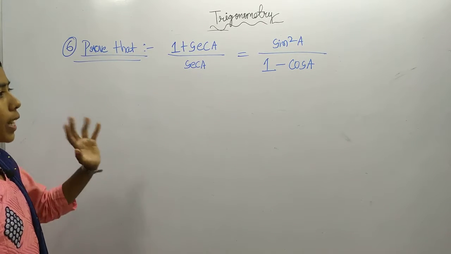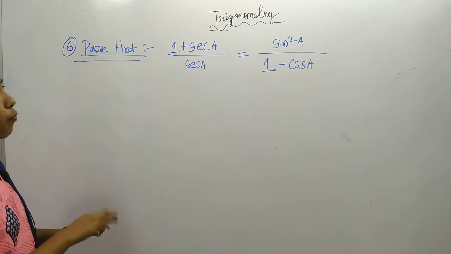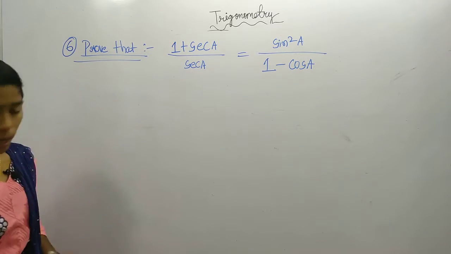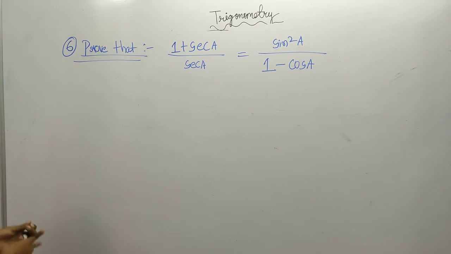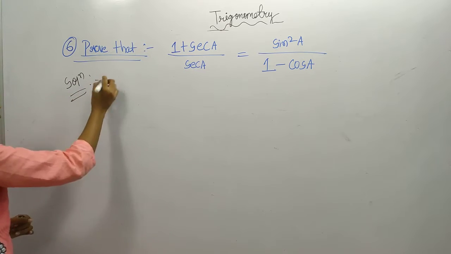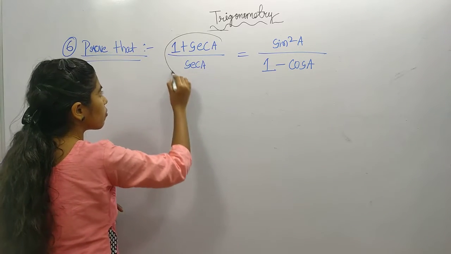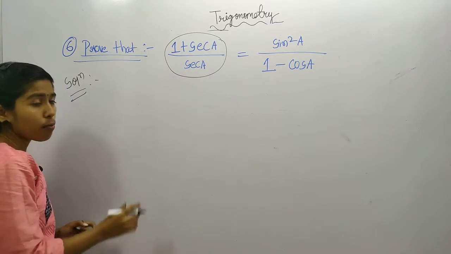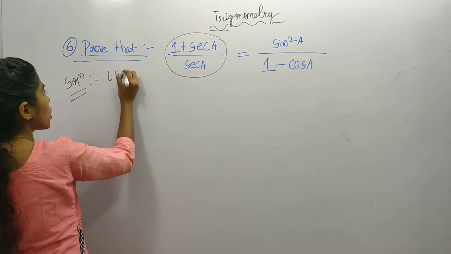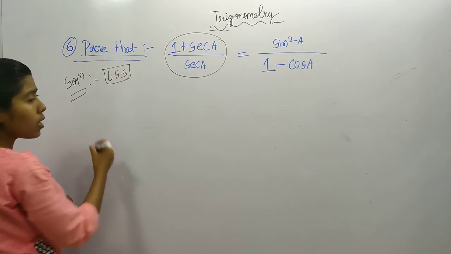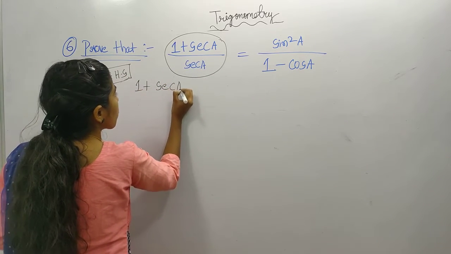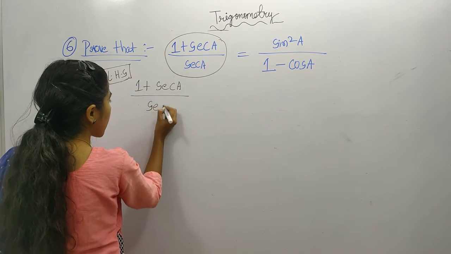So this is our next question. We have to prove 1 plus sec A by sec A equals sin square A by 1 minus cos A. So let's see what the solution will be. I have already told you that first of all you have to see what is given in the left hand side. So first we will write what is given in LHS: 1 plus sec A divided by sec A.